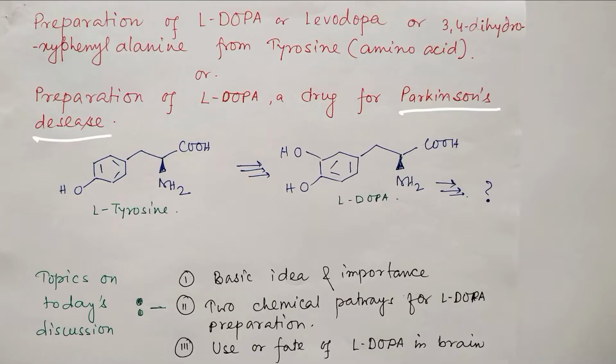So today's discussion will cover a few points like the basic idea and importance of this molecule, two chemical pathways for the l-DOPA preparation, which is actually administered from outside, for example orally, and the use and fate of l-DOPA in the brain. Actually in the brain, l-DOPA is converted into dopamine, which is the actual drug for Parkinson's disease. So there is a lot of chemistry to be learned in this video, so please watch the video completely until the end. Okay, let's start.